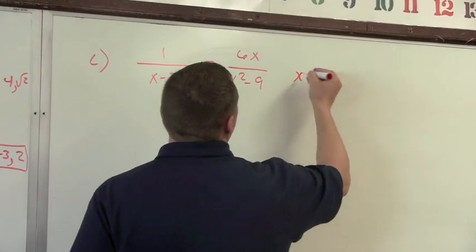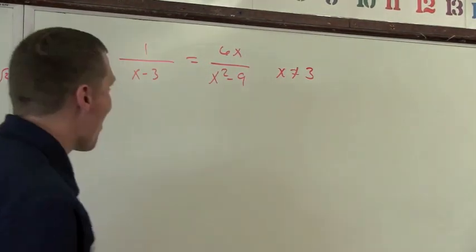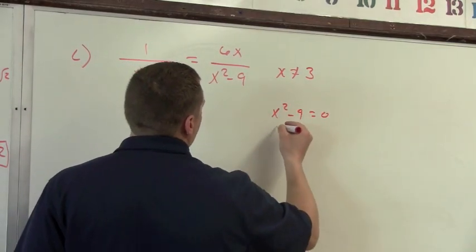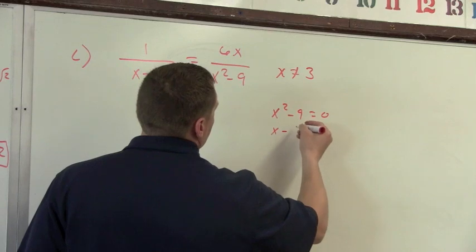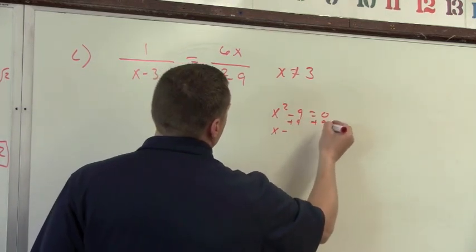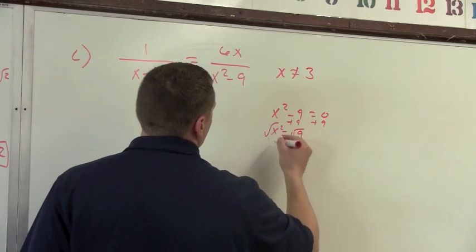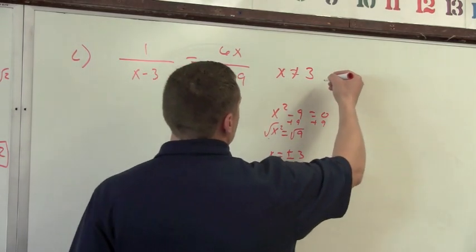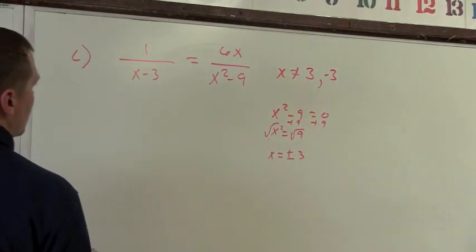All right, example C. X cannot be 3. And if I take this x squared minus 9 and set that equal to 0, I end up with x cannot be... add 9 to both sides. So I take the square root of both sides, so x cannot equal plus or minus 3. So I already have the 3, and it also can't be negative 3. So as long as I stay away from those numbers.